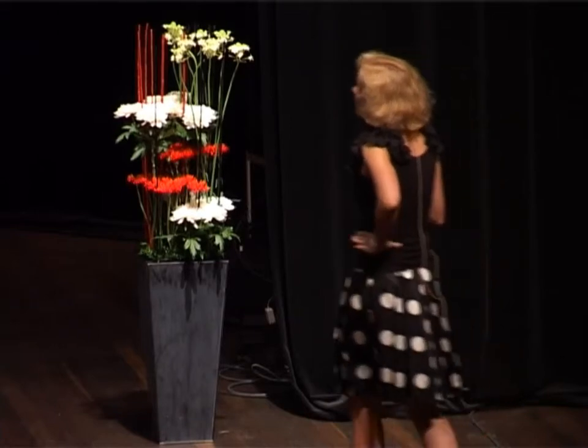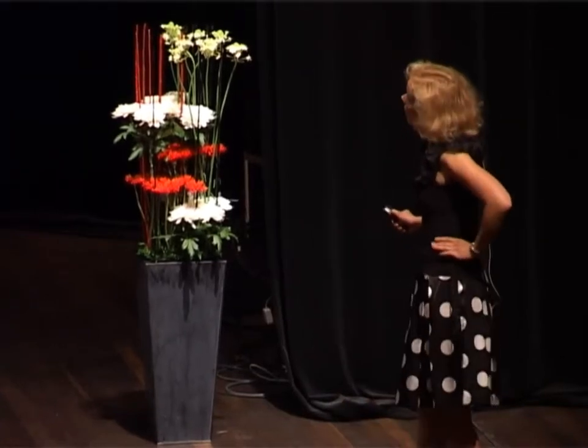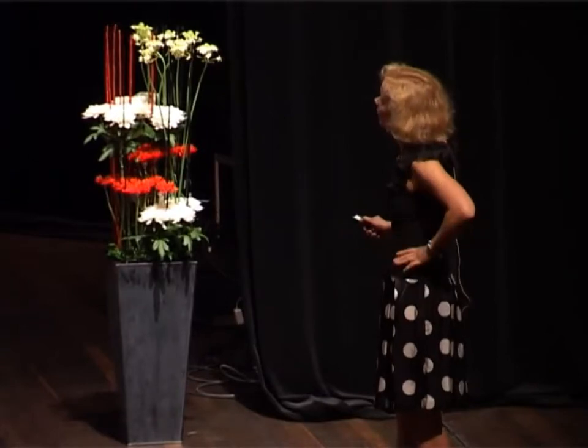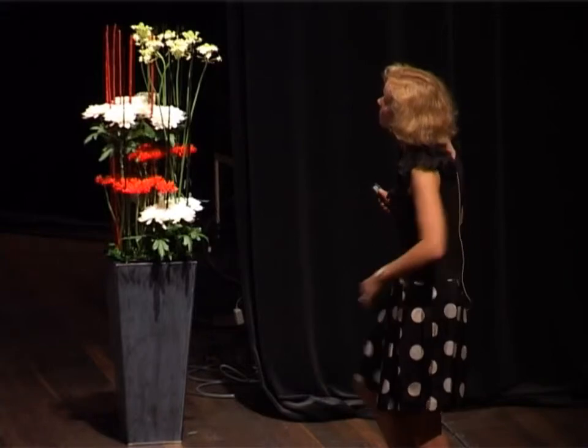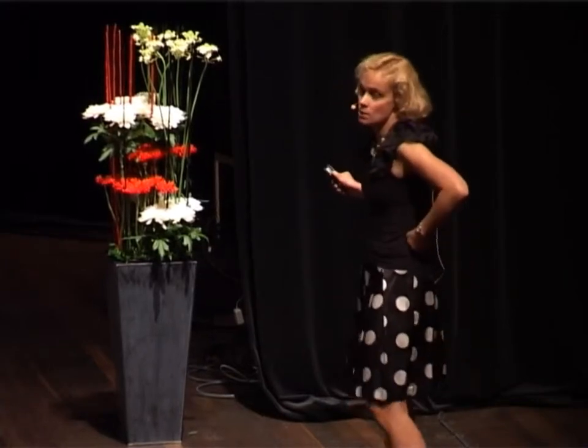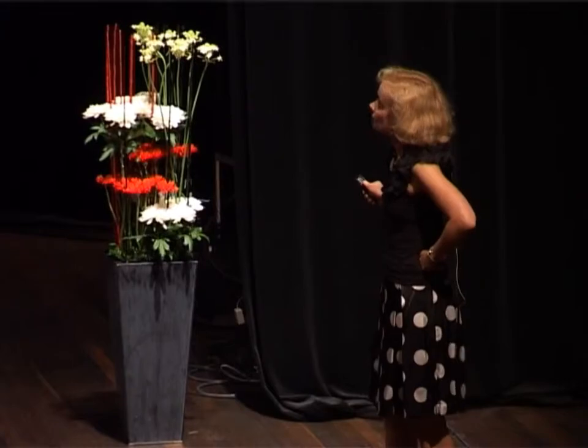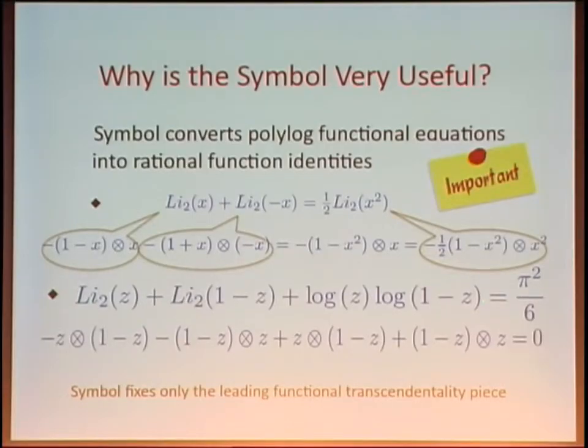Of course, one thing I sort of skipped, which I could illustrate right here. So let's take this identity. And you see, the one I used here didn't have any constants. But of course, as soon as I have some constant here, symbol misses that, right? So here's another identity. I write the symbol of Li2 of z. I write Li2 of 1 minus z. I switch the order, and then log z log 1 minus z, this is z tensor 1 minus z, plus 1 minus z tensor z, and that's 0. And of course, you check that this is equal to 0.